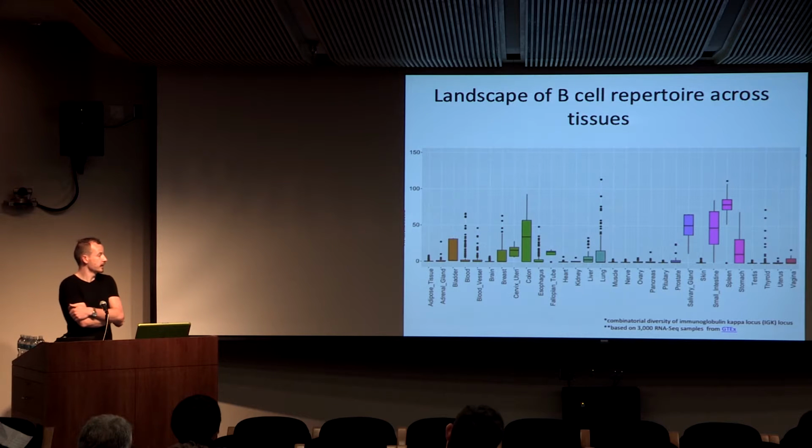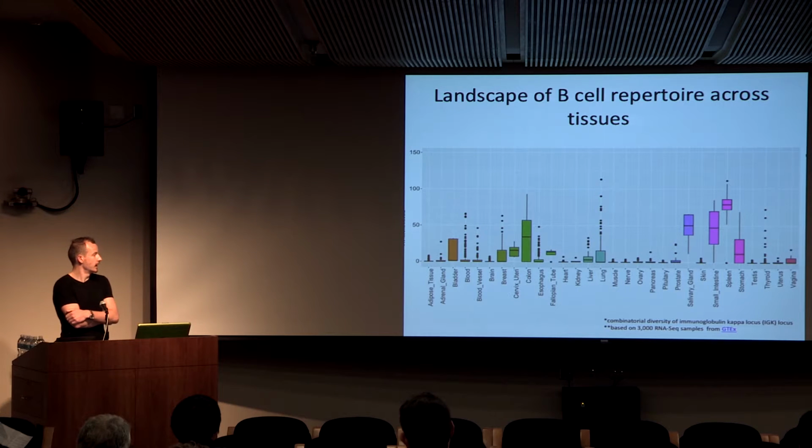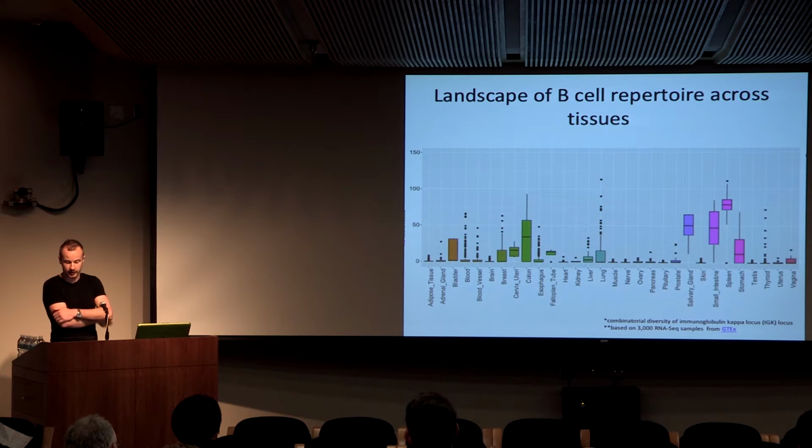We looked across multiple tissues, at 3,000 RNA-seq samples from the GTEx, and on the y-axis you see the number of VDJ recombinations of the immunoglobulin kappa locus, where we see an increased number of recombinations in the spleen, and surprisingly a high number in the colon and some other tissues. This is a project in progress, so we're exploring and trying to make sense of the data.